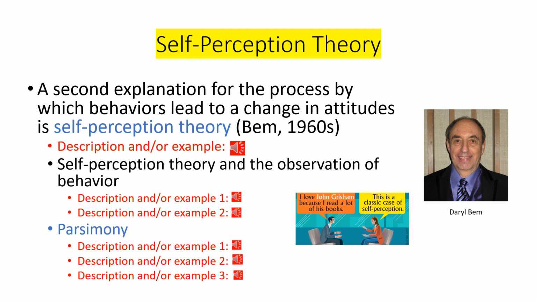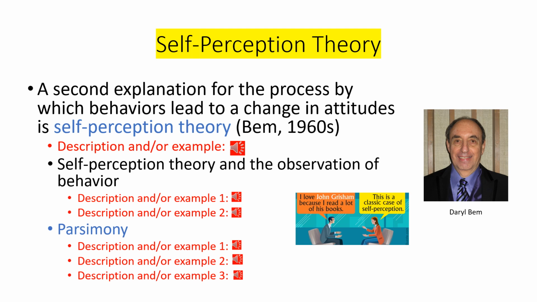Earlier in this lecture, we said that there were 2 different explanations for the process by which behaviors lead to a change in attitudes. One was cognitive dissonance. We spent quite a bit of time talking about that. Let's change now and focus on the second explanation, that being self-perception.